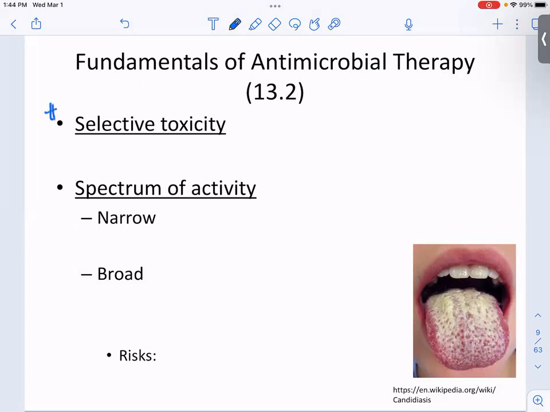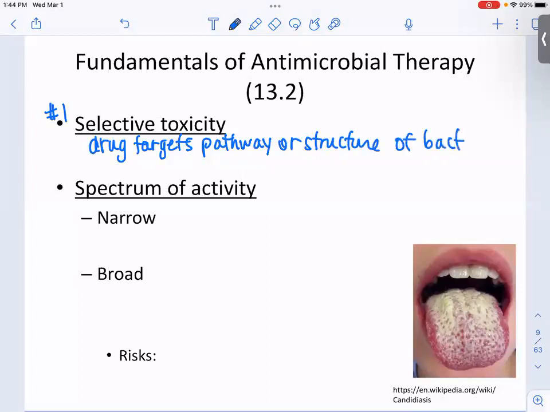The number one thing that we need to think about, whether a drug is going to be in general use or not, does it have selective toxicity? So that means, does it target some structure or some pathway, some enzyme that the bacteria has that we don't? Okay, if the drug is not a magic bullet, if it's not only targeting the bacteria, then it's just not going to be safe for us to use. Okay, so we'll write that the drug targets a pathway or structure of bacteria that humans lack. So try to get you to think about that in all the drugs that we talk about.